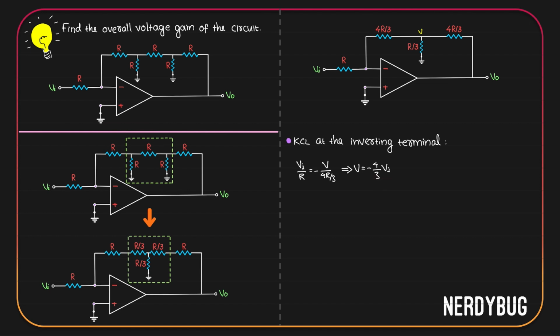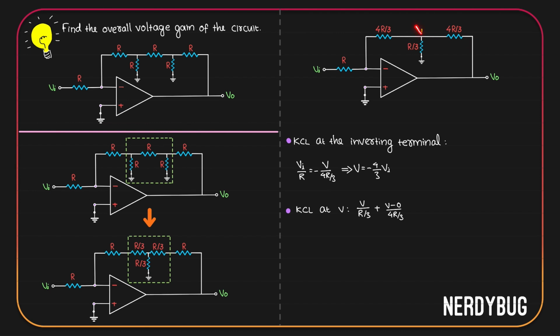Now let us apply Kirchhoff's current law at this point. There will be three currents. If we take the direction of current through R by 3 like this, then that current will be V minus 0 divided by R by 3. If we take the direction of current through 4R by 3 like this, the current will be V minus 0 divided by 4R by 3. Since this current is also going out of the node, we can write plus V minus 0 by 4R by 3. The third current, let us take its direction like this.